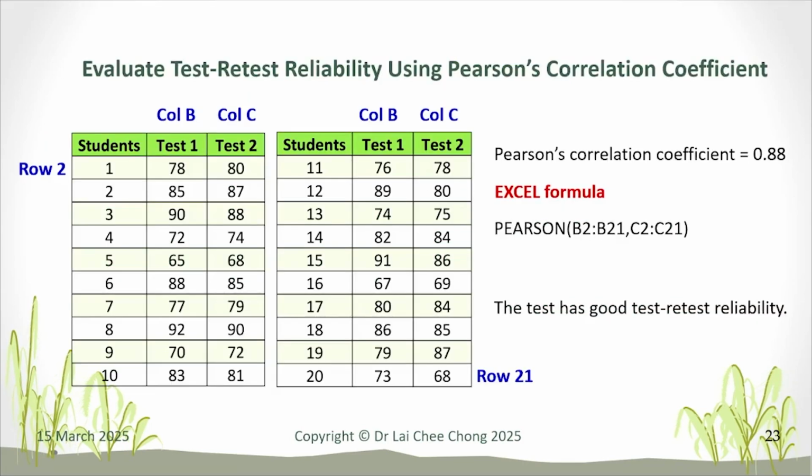Now, here I got 20 students, okay? That's only an example. I use 20 because I can't fill all 30, there are too many students to fill up here. Now let's say that I give a test and a retest, my test 1 and my test 2.